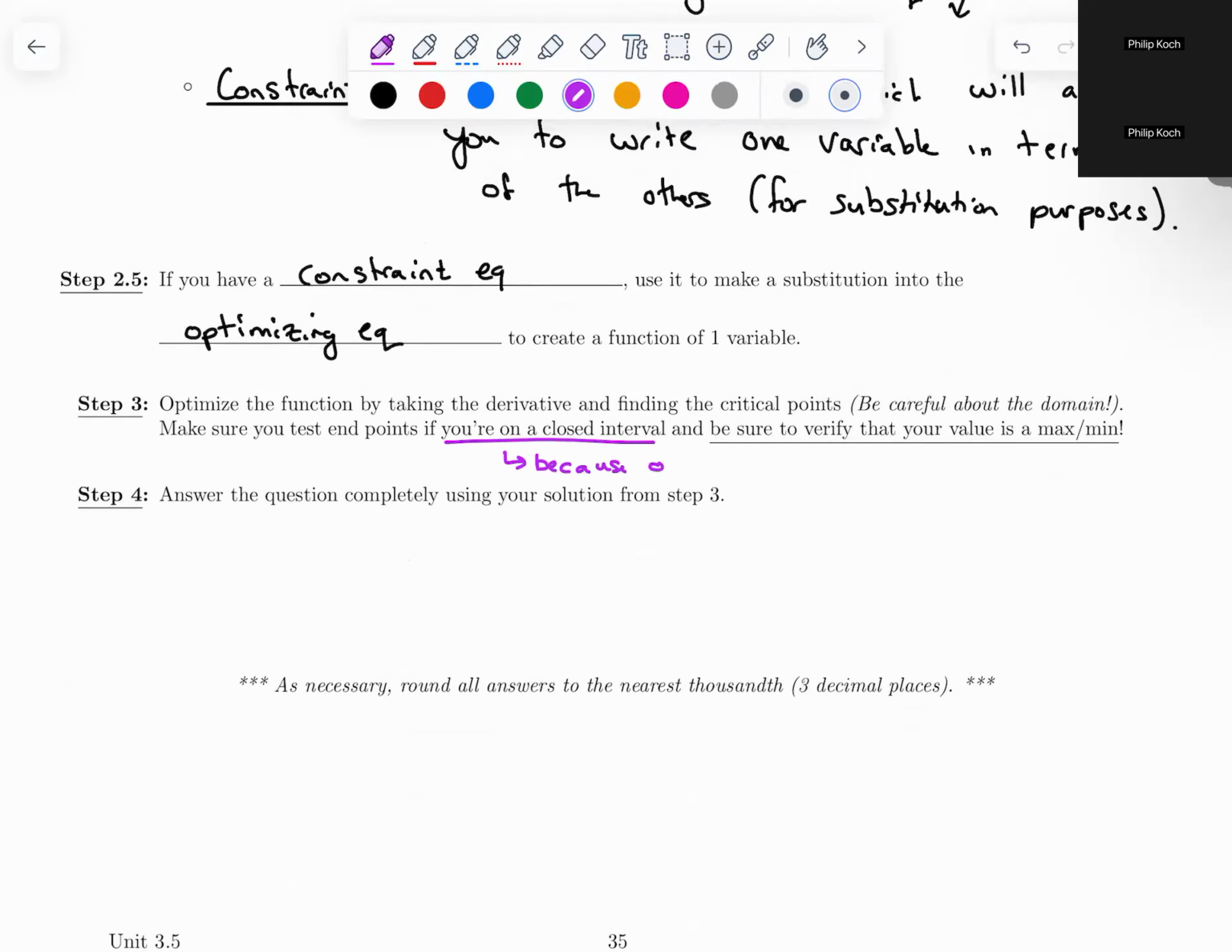Because of extreme value theorem. Unit 3.1. And then be sure that you verify that it's a maximum or a minimum. You do need to verify. I will mark down otherwise.